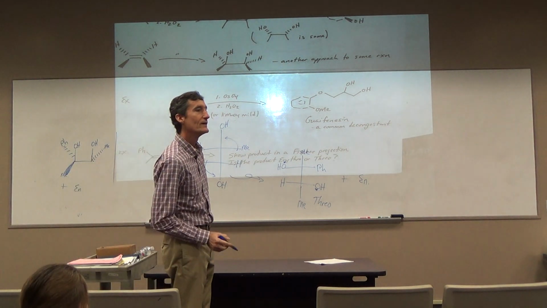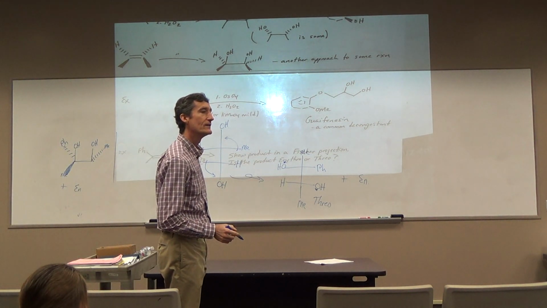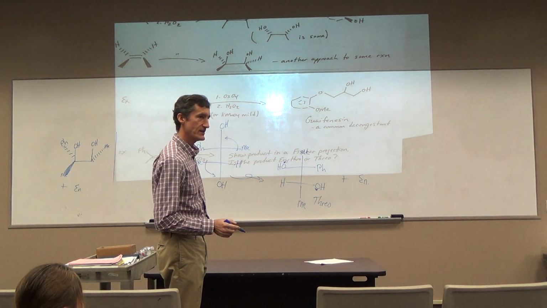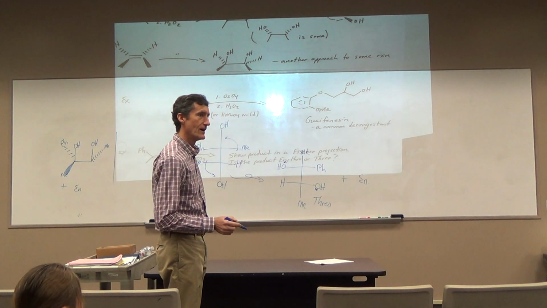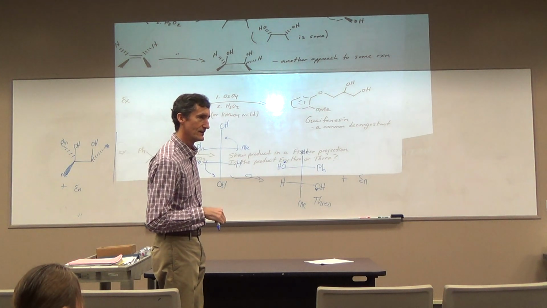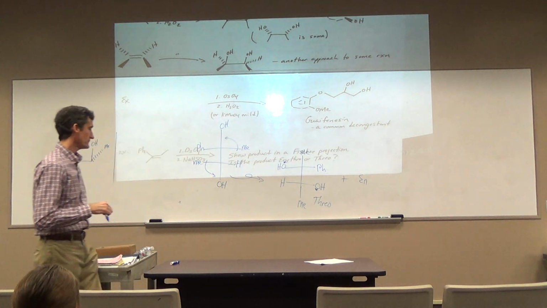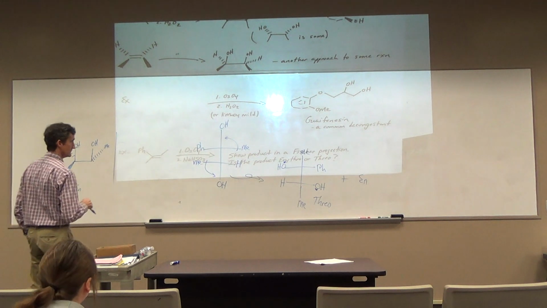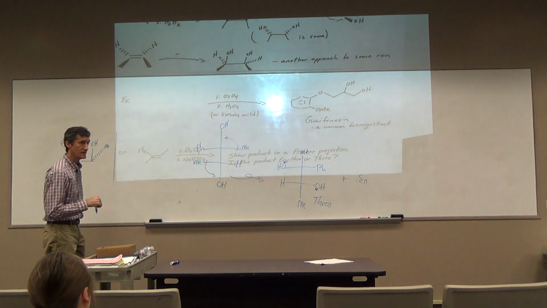Question. Hey, real quick, can you remind me what meso means? Meso is an achiral compound, but it has chiral carbons, because it has a plane of symmetry.